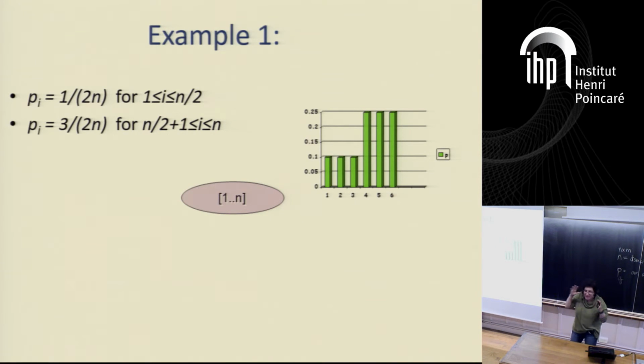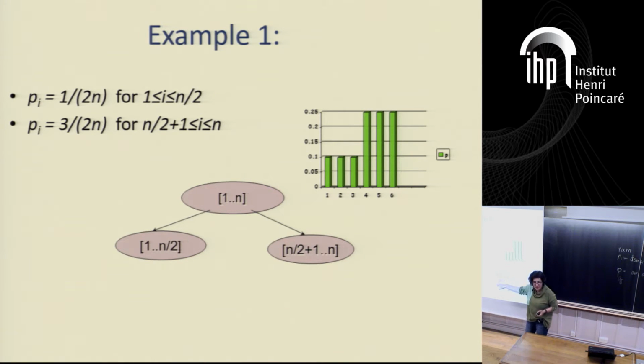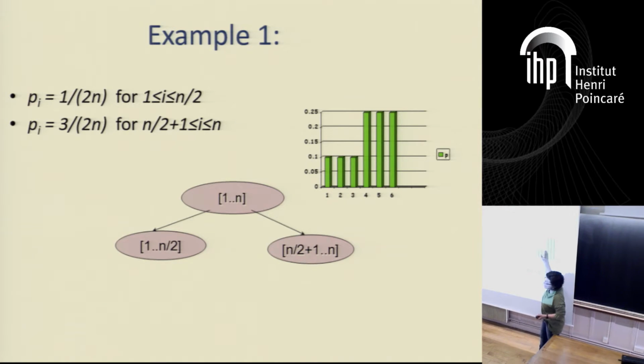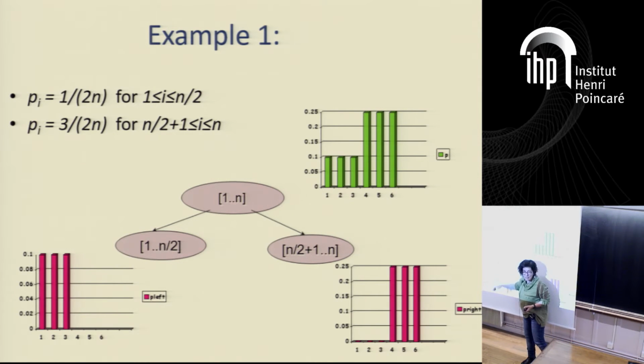Let's just do an example, because that was sort of high level. Here's a distribution where it's 1 over 2n on the first half of the domain and 3 over 2n on the second half of the domain. So what would we do? We'd check the collision probability on 1 through n. We see that it's high, so we subdivide it into 2. The collision probability is too high for this to be the uniform distribution on 1 through n. Now, my collision probability, given that I'm in the first half of the domain, is perfect. So I say, uniform on this half of the domain.